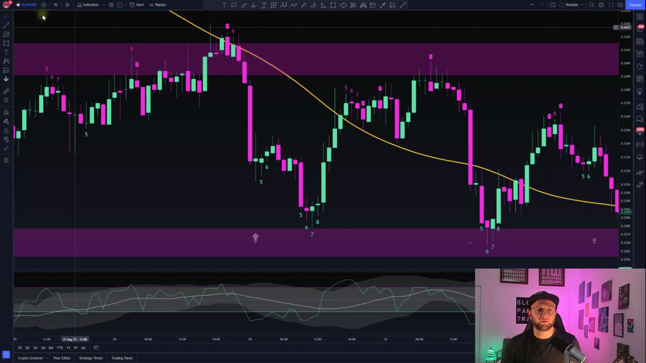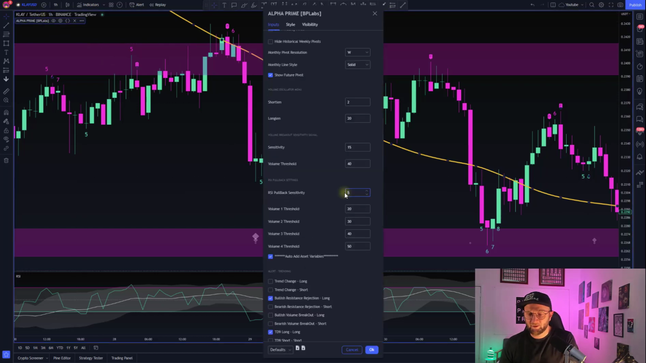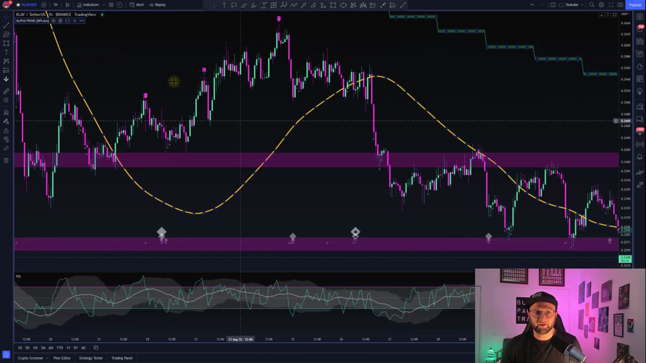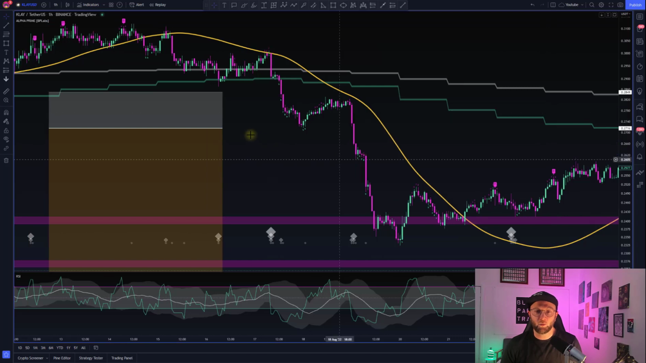However, let's see what happens if we're to change the sensitivity. So let's move it up to 9 and see how that changes the signals. And as you can see, a lot of them have disappeared. And this is because they need to become way more confirmed. We'll take a look at the actual RSI and how that is impacted.